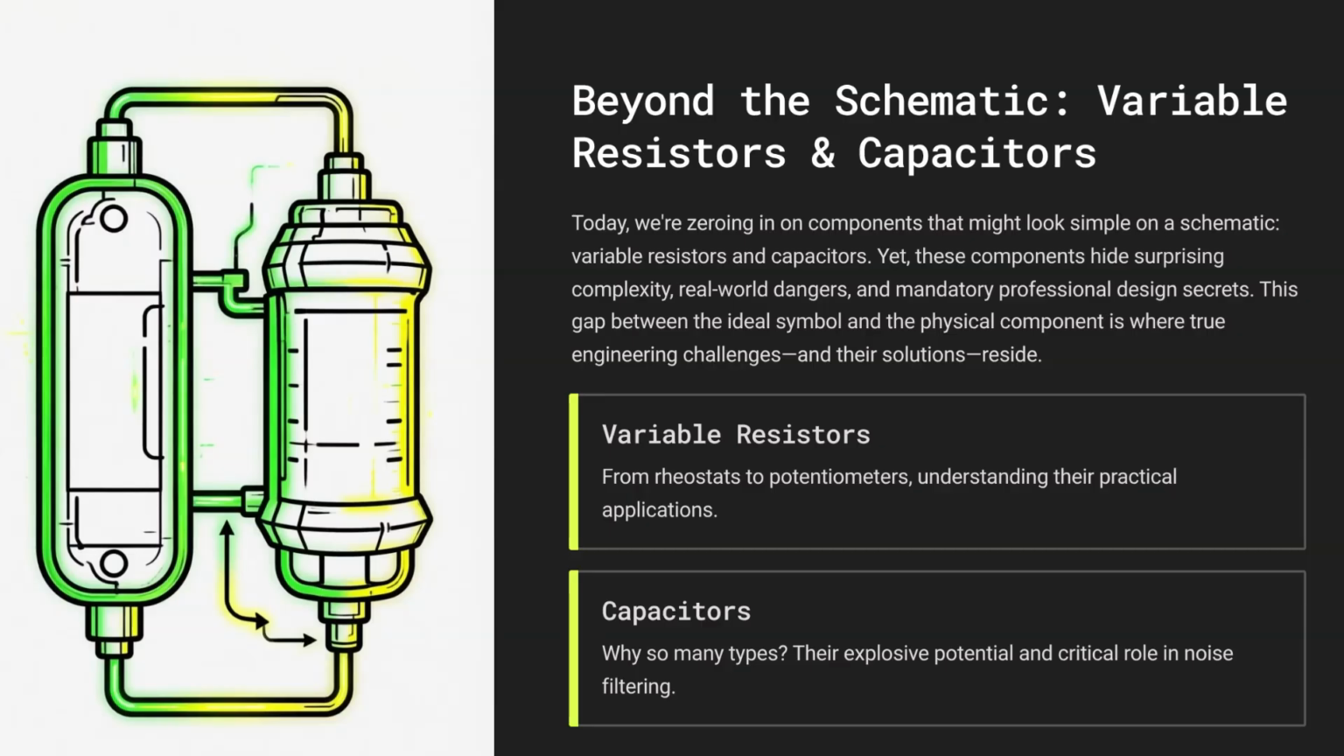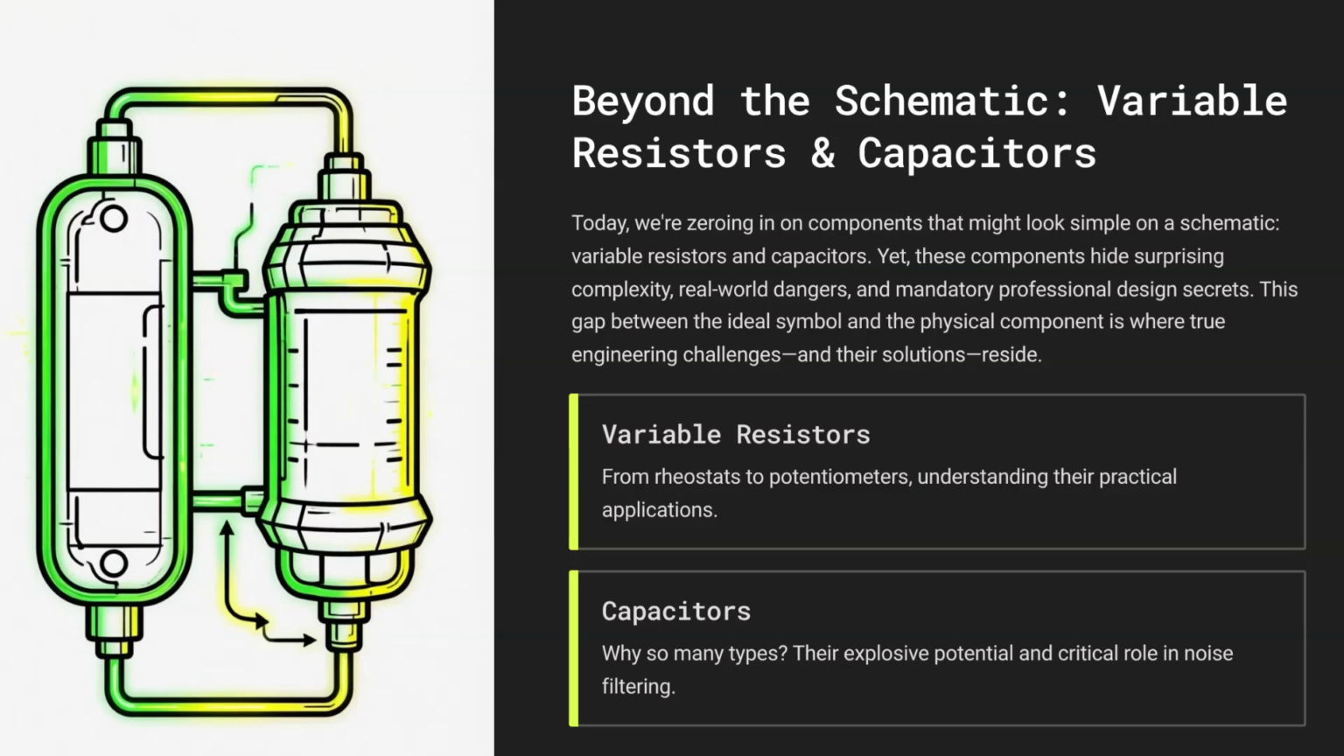That's really the fun of electronics, isn't it? The gap between that ideal symbol you draw on paper and the actual physical component you have to solder onto a board. That's where all the real engineering challenges and the solutions live. So I think the plan is we'll quickly wrap up the resistor family and then spend most of our time on capacitors. We'll look at why there are so many types, why they can sometimes explode, and how to use them for the really critical task of noise filtering.